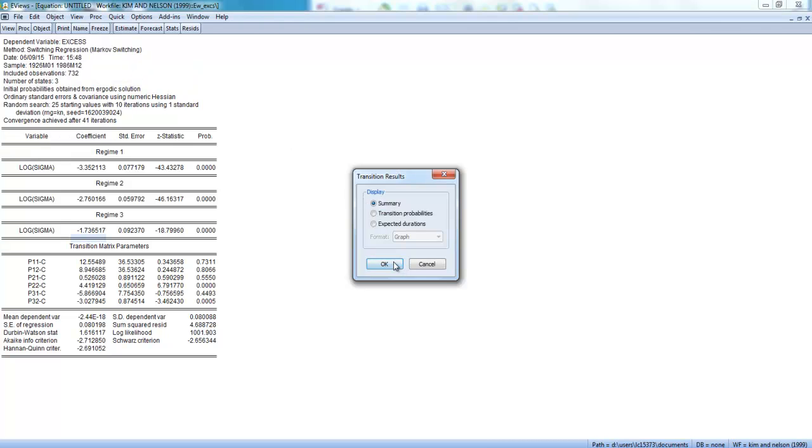We go to regimes, transition, summary, and here we have the probability, which is close to 1. You know that when the probability is close to 1, it means that we stay more in our regime. In general, for the Markov switching model to be significant, this probability should be close to 1. Not equal to 1, but close.